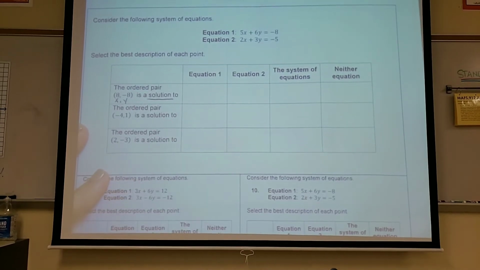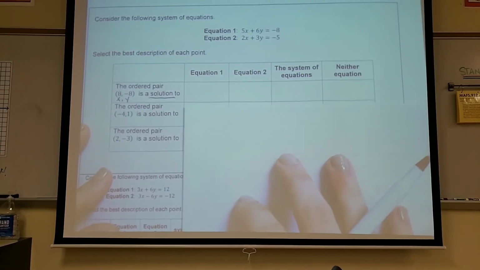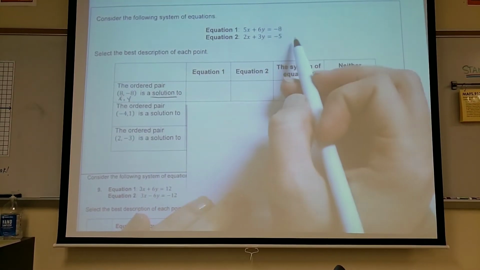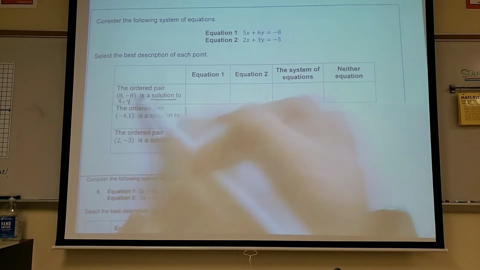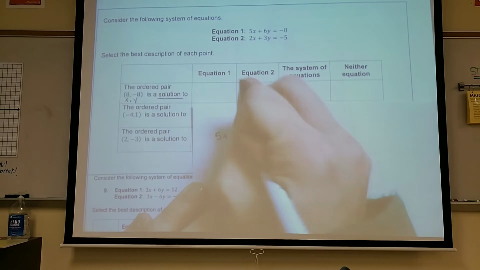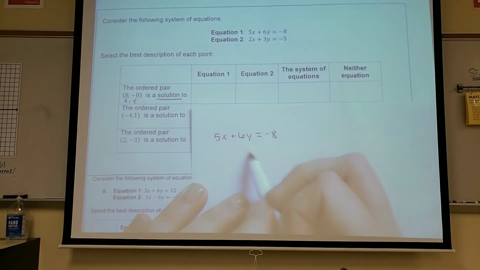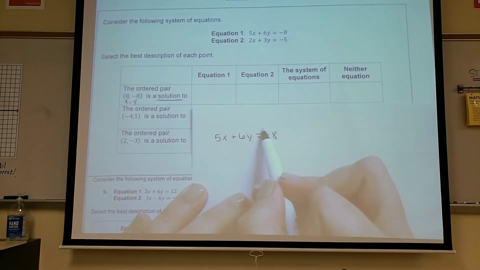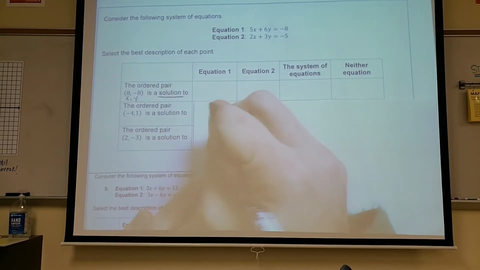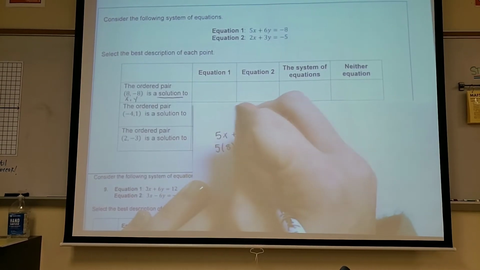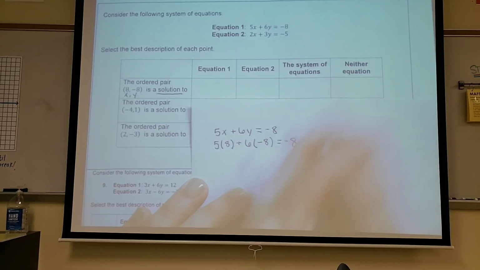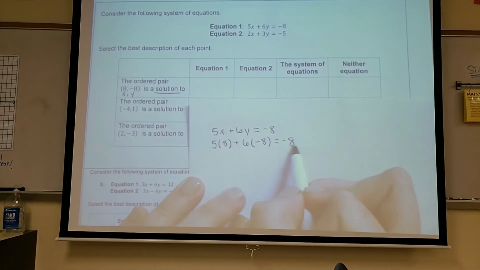You might need some scratch paper for this one, so I'm going to pull out a sheet to do some extra calculations on. So I have equation 1 and equation 2, and I'm going to check if this is a solution to equation 1. So I'm going to write down equation 1, and since I have an x and y, I'm going to replace the x and y in this equation with the two numbers that I've been given up here. So I have 5 times 8, because I replaced the x with 8, and then I'm going to replace my y with negative 8. So I want to see if this gives me negative 8 when I solve it out.